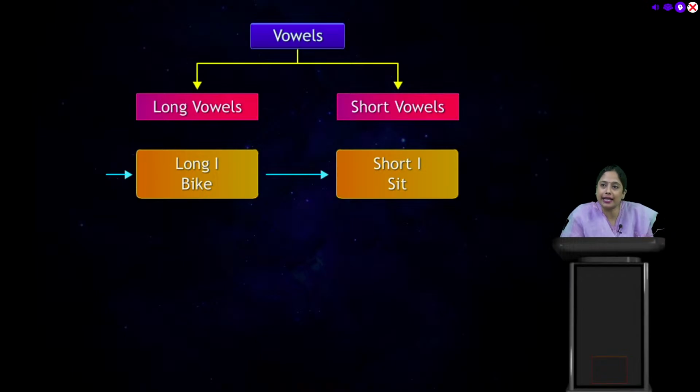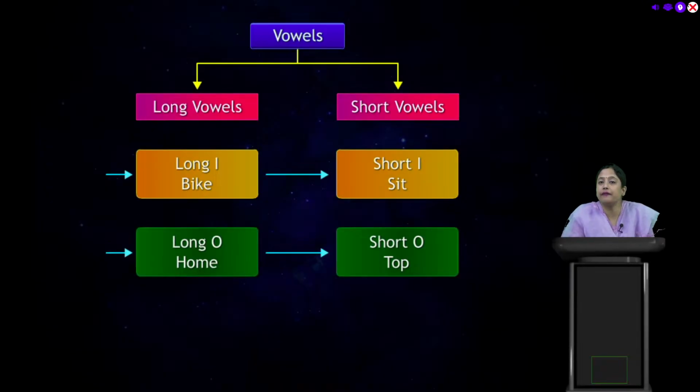I has a long I sound as in bike, mic, spike. Then we have a short I sound, which is sit, pit, mid. Then we have a long O sound, which is home. Then we have a short O sound, which is stop. So home, ox or box, hot, top. So it is the O sound, the longer O or the short O.